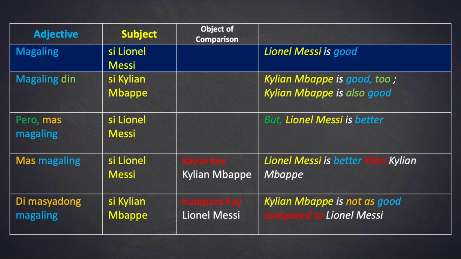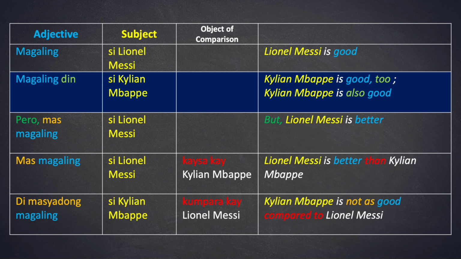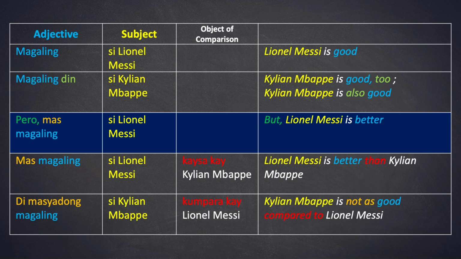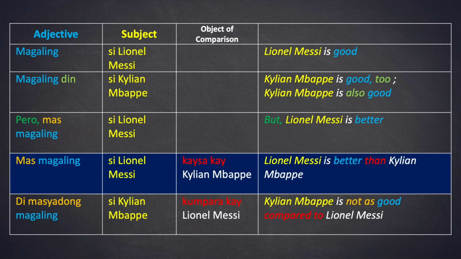Lionel Messi is good. Magaling din si Kylian Mbappe. Kylian Mbappe is good too. Or Kylian Mbappe is also good. Pero mas magaling si Lionel Messi. But Lionel Messi is better. Mas magaling si Lionel Messi kaysa kay Kylian Mbappe.